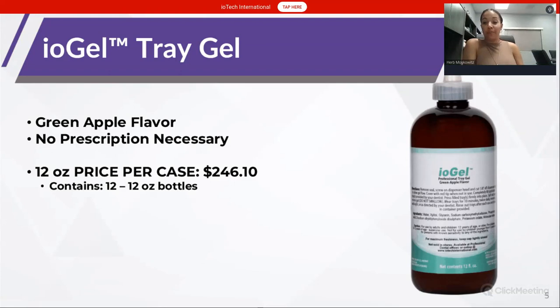IoGel Tray Gel. This is a thicker formulation of the molecular iodine. IoGel is used in a periodontal tray for at-home use. The patient would fill the tray with IoGel, place the tray into their mouth for about 5 minutes. Then they spit out the excess and remove the tray. IoGel is available in a 12-ounce bottle. There are 12 bottles per case.